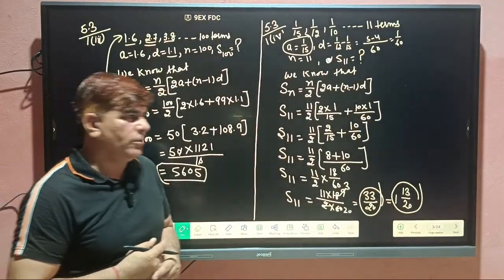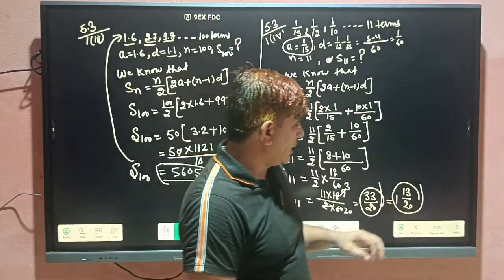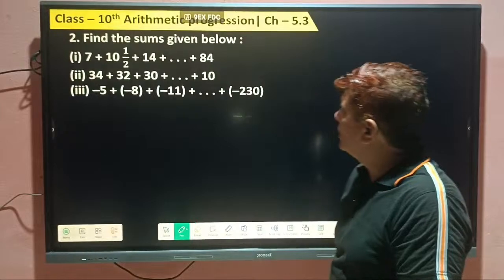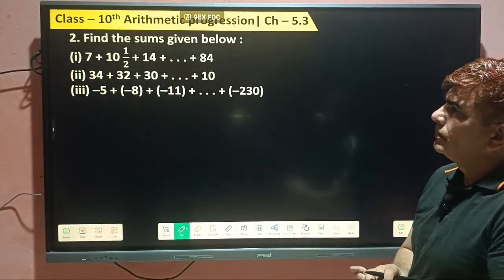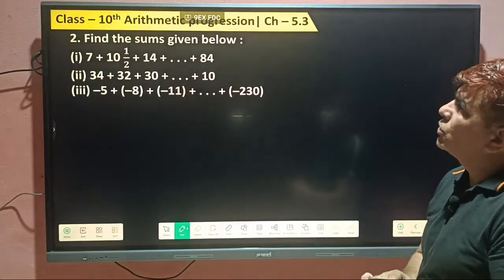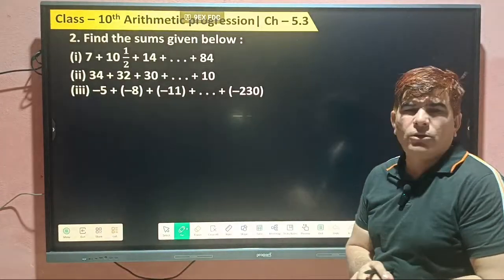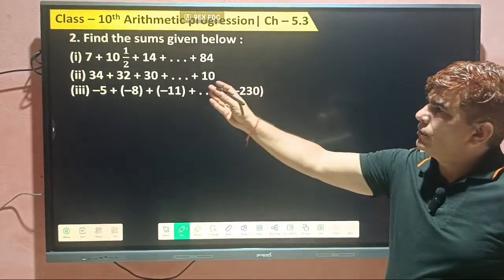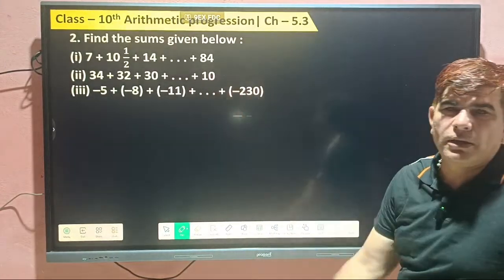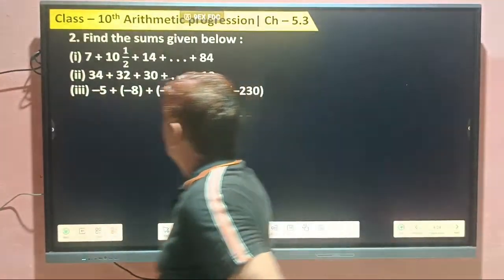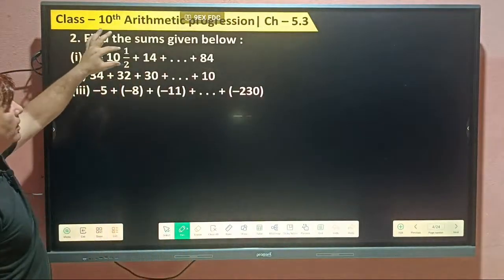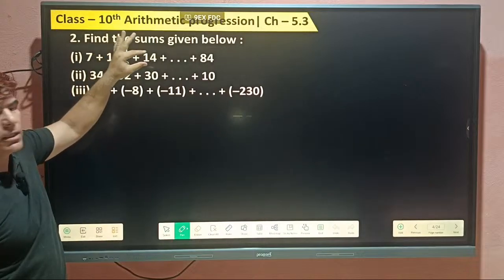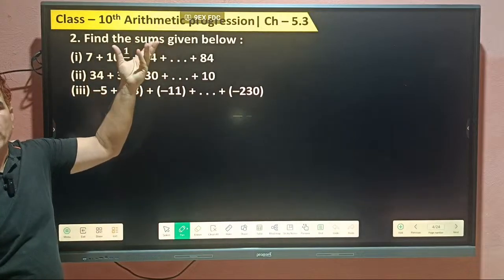These were the four parts given in question number 1. Now we can start the next question, question number 2. What's the question? Here also you have to find the sum of the given series below. Given below means the first part, second part, third part. Different things are given, here in mixed fractions. So first, what can we do? We can convert this into an improper fraction.